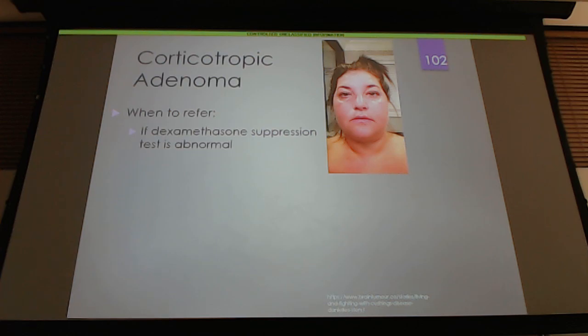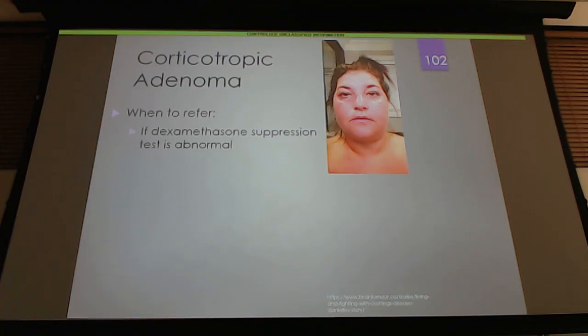When to refer: as soon as that dexamethasone suppression test or 24-hour urine cortisol is elevated, you're going to bump them to endo. You can absolutely order that MRI and maybe screen for diabetes and things like that. What do you see with this patient?